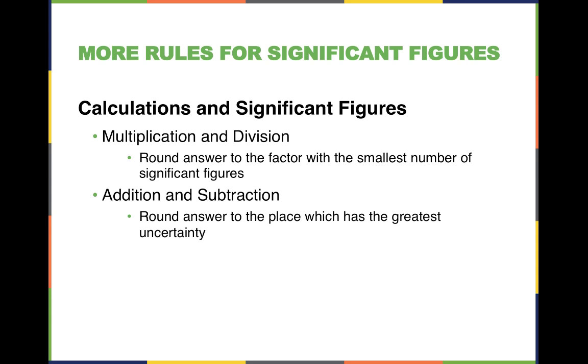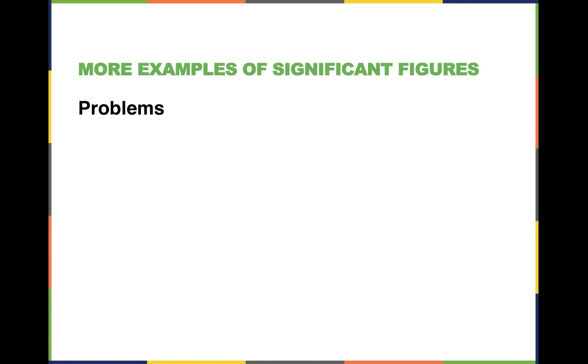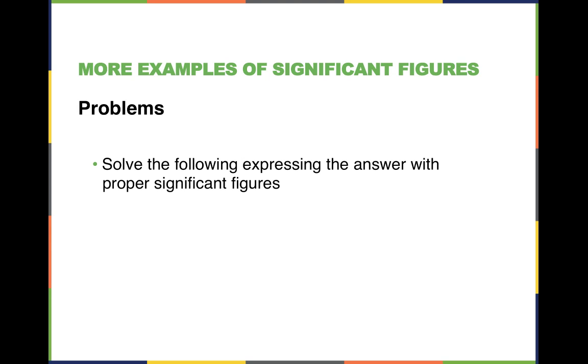you round the answer to the place which has the greatest uncertainty. And I'll show you what that means in these examples that are coming up. So let's look first at this first problem.